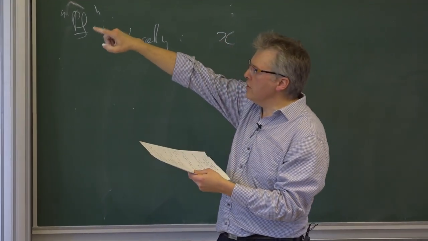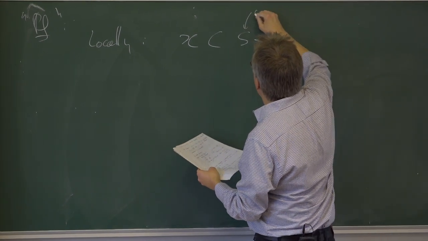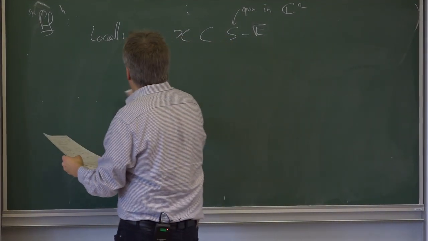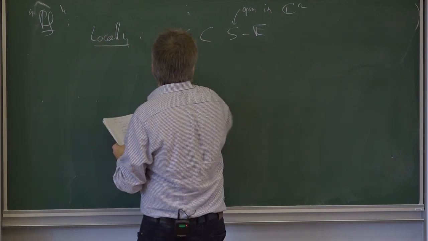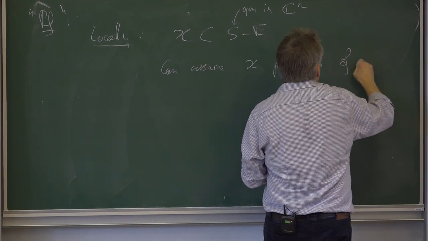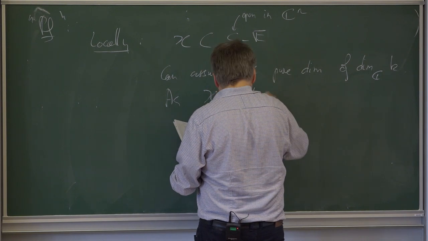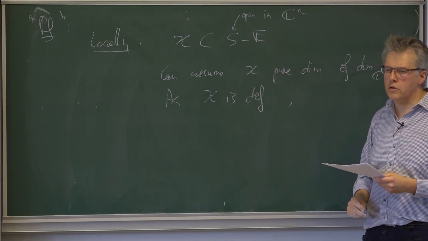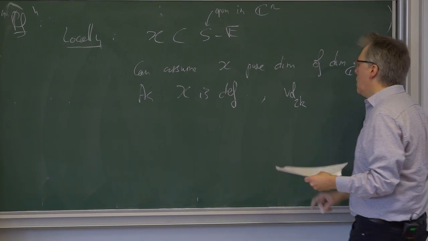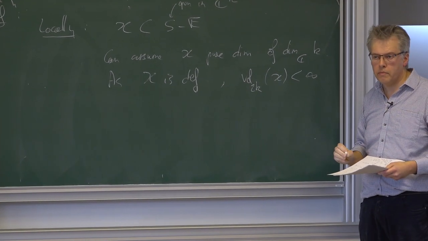So locally, you look at the theorem. Locally, you have x in S minus E, and you can assume that S locally is open in Cn. OK? I'm working with a manifold. Then you can assume also that x is pure dimensional of dimension k over C. Now, as x is definable, I apply the corollary from the decomposition theorem and the stratification theorem, that the 2k-dimensional Euclidean volume in my open set in C to the n is finite. And then you apply Bishop's theorem.